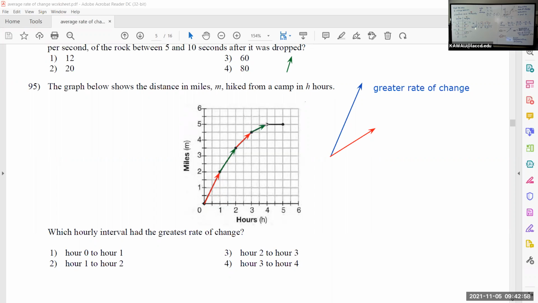Okay. So when I look at all of these lines, the one that's going up the most is basically the first one. This one right here, right? Because it went up 3 boxes. So my answer is 0 to 1. Okay, let me get my phone and take a picture.